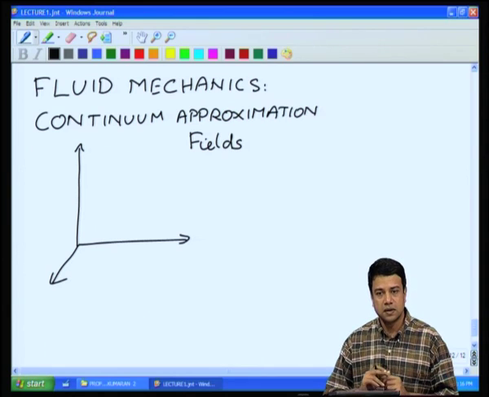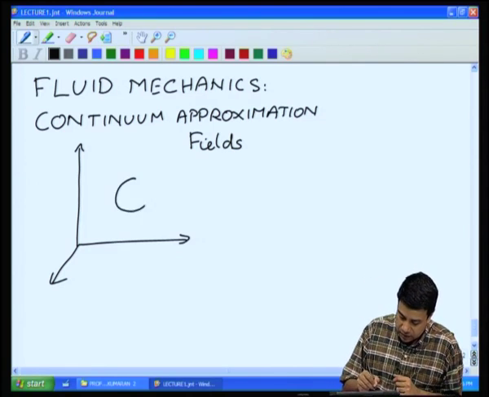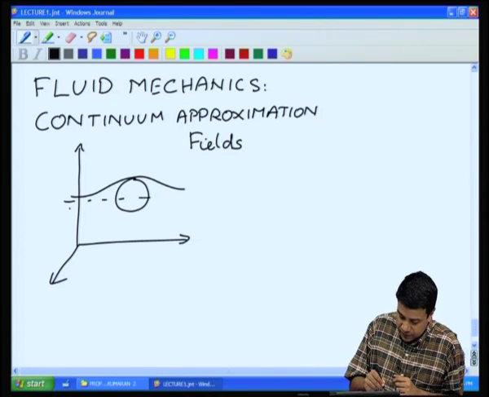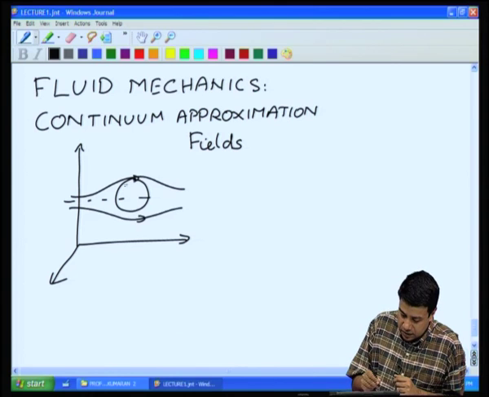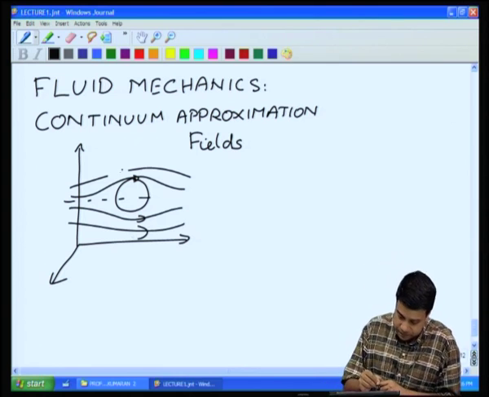Of course, the concept of field itself is an approximation. So, if I have a fluid say flowing past some object, I am defining velocity and temperature fields as continuously varying functions around this object.